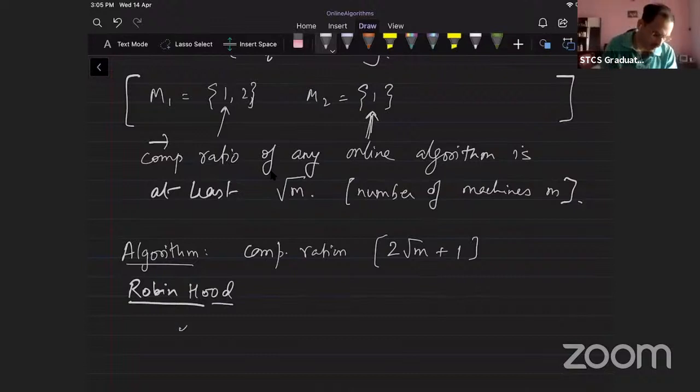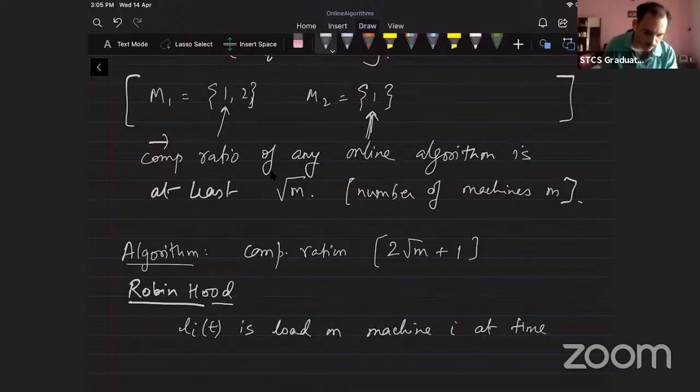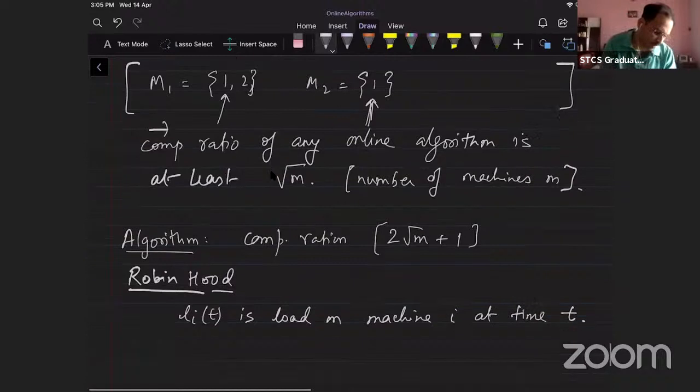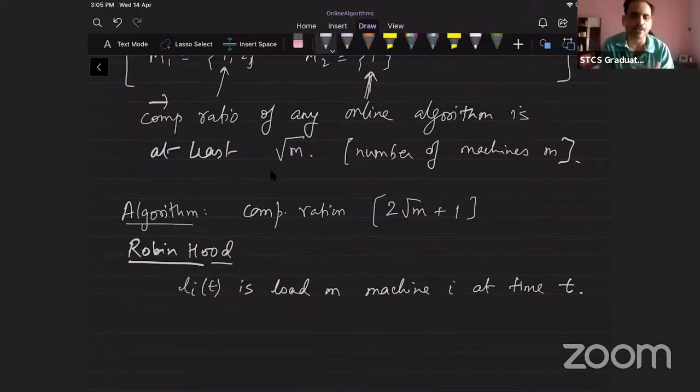Okay, so now let's say Li of t is the load on machine i at time t. I don't really have to worry about all times. The only times of interest are either a new job arrives or a job departs. So you can equivalently think of time in terms of only these events. Otherwise, there is no change to the loads.